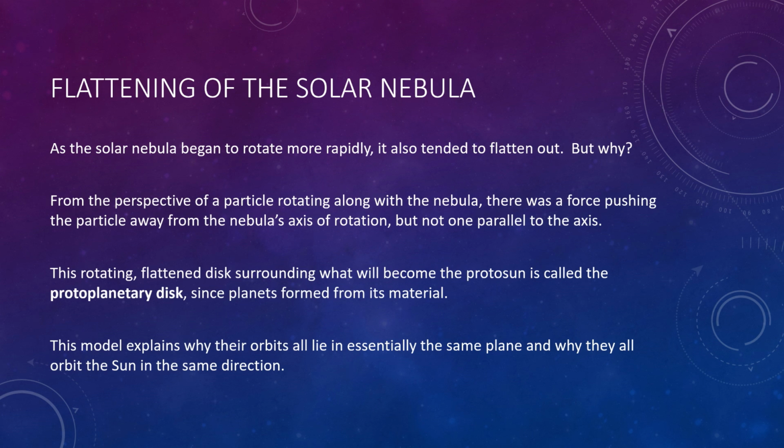So you've got gravity pulling in, but you also have a force pulling some material out. So it takes that material and just stretches it and basically flattens this ball into a disk. This disk is what we call a protoplanetary disk, since planets form from its material. This model explains why their orbits all lie in essentially the same plane and why they all orbit in the same direction. Just think of a big spinning disk. All parts of the disk spin in the same direction and in the same plane.